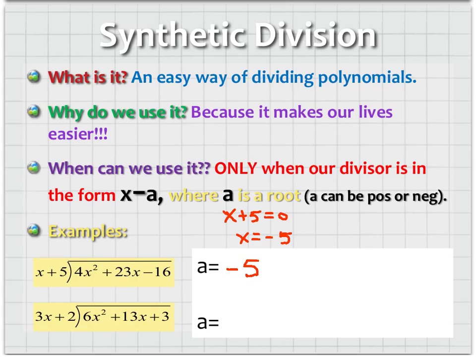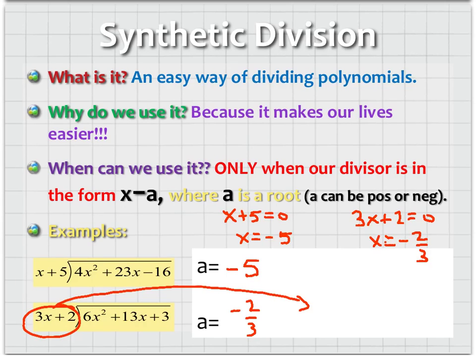Now for the second example, you can see that there's a coefficient in front of the x, so I can't just simply look at it and do the opposite sign like we did here. This one, you have to set it equal to 0 again and solve, and you're going to get x equals negative 2/3. So that means a is negative 2/3. Which means I could rewrite 3x minus 2 as x plus 2/3 if I wanted to. So it's important to be able to identify a whenever using synthetic division.